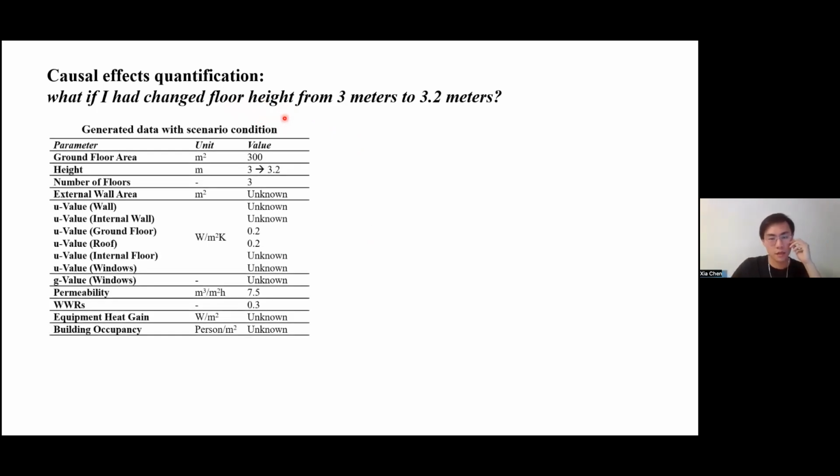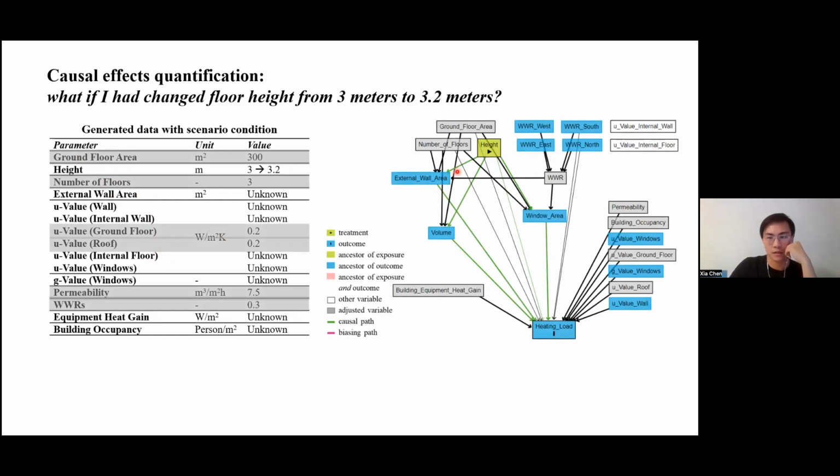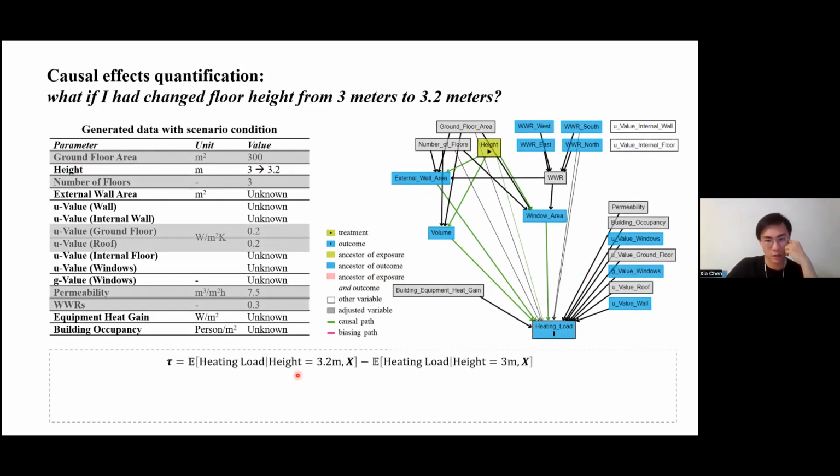To simulate this scenario, we set values to some features and keep others unknown to represent a certain stage of the ongoing design phase, as shown in this table. And here is the same skeleton from the previous slide based on the condition of the table. Say ground floor area is already set, and the expectation of the height change's effect on the heating load can be written in the following formula.